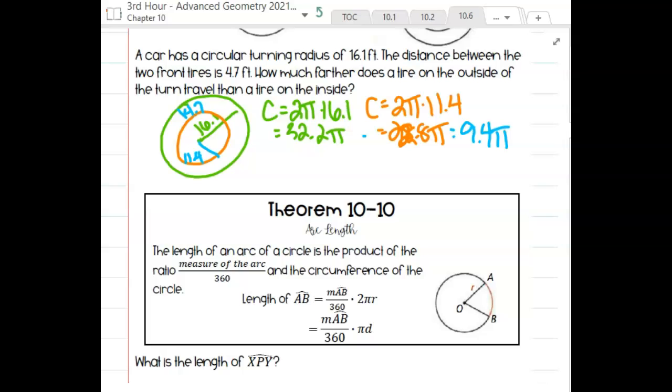And then if I wanted to estimate, if you plug that into your calculator, it would give you about 29.5 feet. 29.5 feet. Which is kind of crazy to think about. Right? 30 feet? That's kind of a long ways. That outside tire travels more than the inside tire.